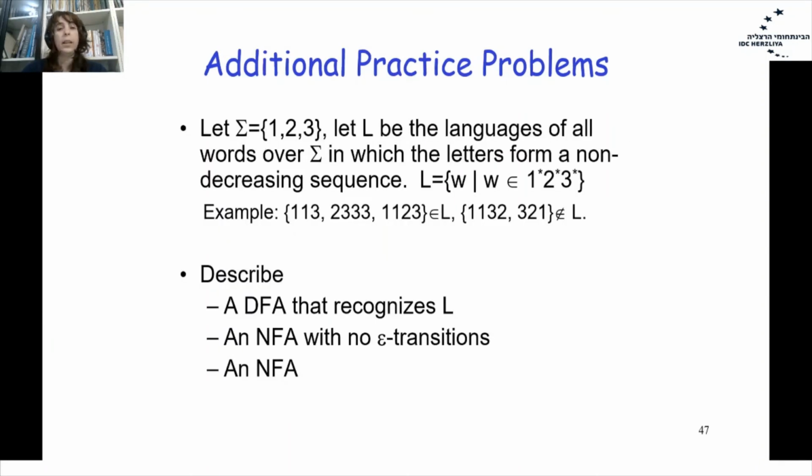And our last task for the practice meeting will be to build 3 types of automaton: a deterministic finite automaton, a non-deterministic finite automaton with no epsilon transitions, and a non-deterministic finite automaton with epsilon transitions, for the language L of W such that W belongs to 1 star, 2 star, 3 star. So we have prefixes of 1s, then in the middle we have a substring of 2s, and in the suffix we have only 3s.